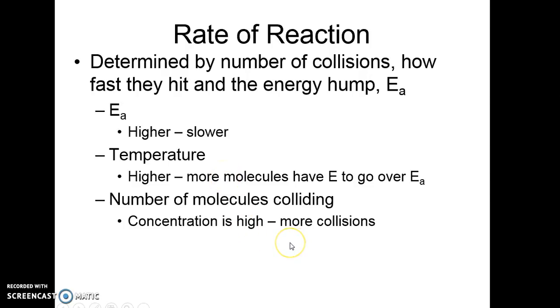Of course, the number of molecules colliding has to do with probability. If concentration is high, you're going to have more collisions, which gives more opportunities for the reaction to occur.